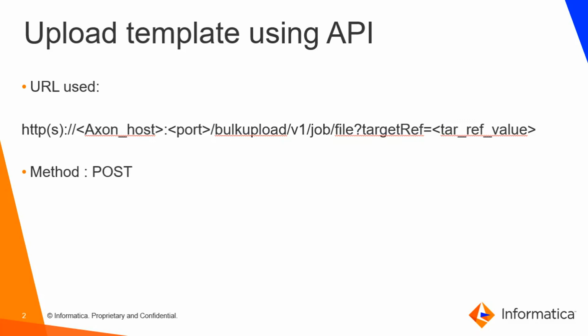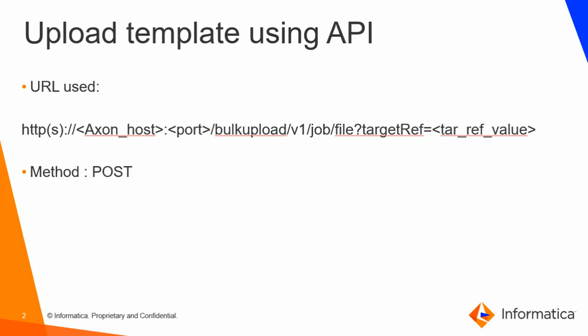To bulk upload objects using template, we'll be using the URL specified here. The method used will be POST. In the URL, we have a parameter named targetRef. This parameter is different for different types of operations. You can check the targetRef value associated with the operation you are performing from the REST API guide.